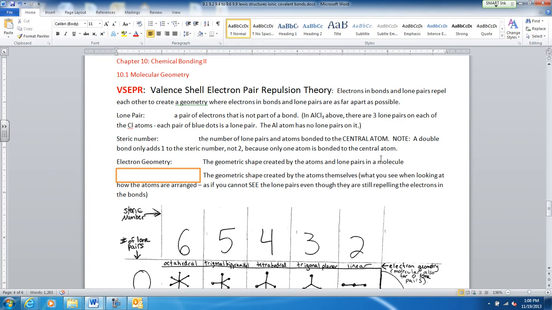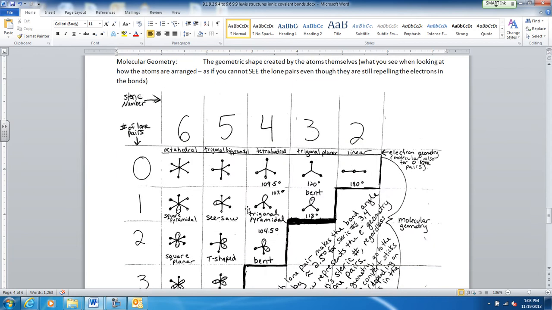Okay, electron geometry is the shape created by the atoms and lone pairs. Molecular geometry is what you see. The lone pairs are still there. They're still repelling the electrons in the bonds. But you just look at the atoms and say, what shape are the atoms themselves making?